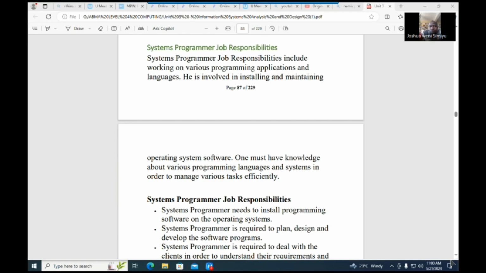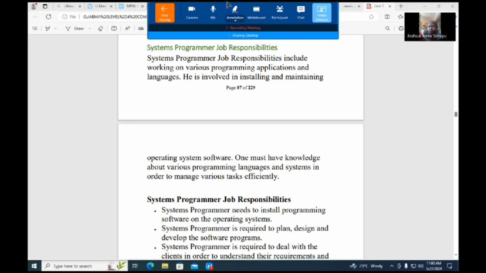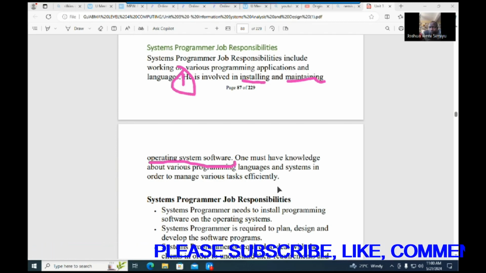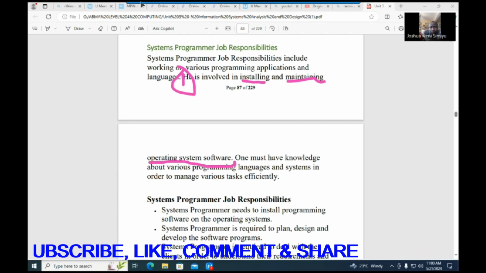Installation and maintaining of operating system software. In other words, I can call this setting up a programming environment. Because he's a programmer, it is his duty to make sure that he sets up a programming environment. That is the first role that he has. As a programmer, the person must have knowledge about various programming languages and even the systems, so that he is able to manage tasks effectively.